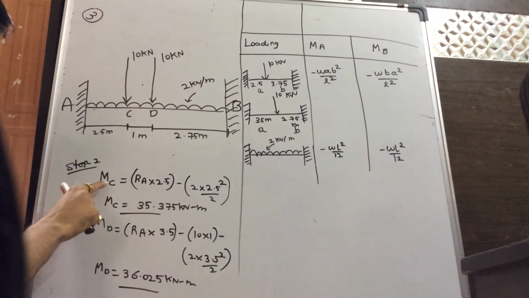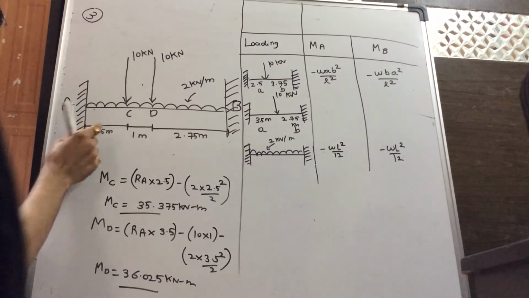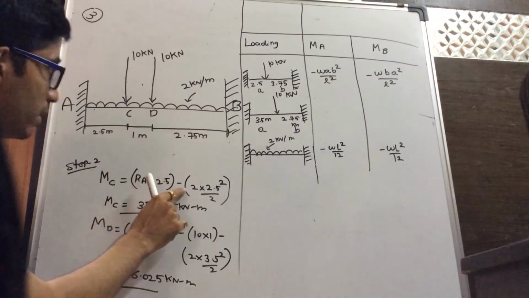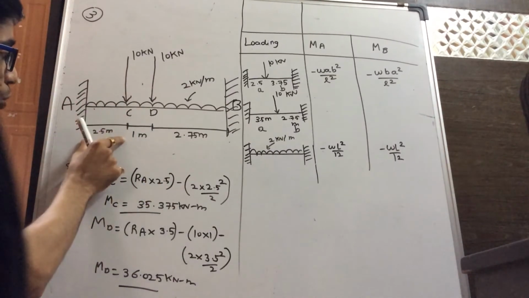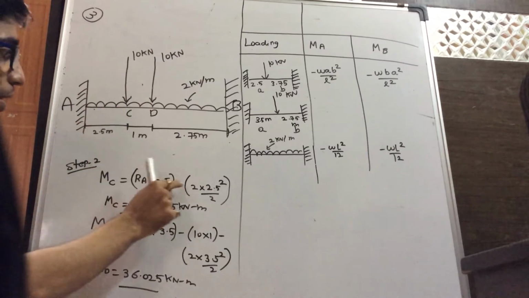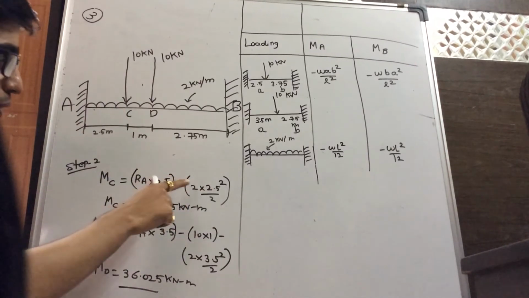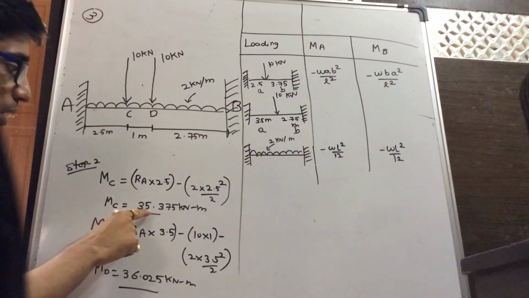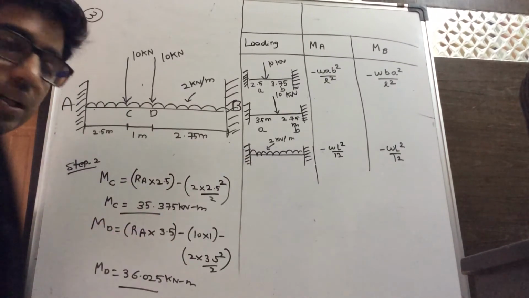So it comes out to be moment at C is equal to RA into 2.5 clockwise, hence it is positive, minus 2 into 2.5 multiplied by 2.5 divided by 2. So it comes out to be 2 into 2.5 square upon 2. The answer at moment at C comes out to be 35.375 kilonewton meter.